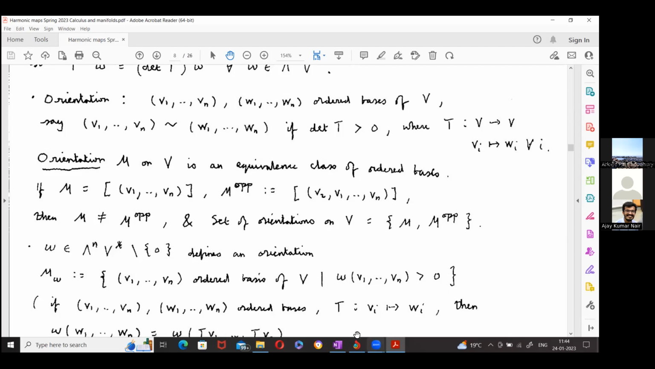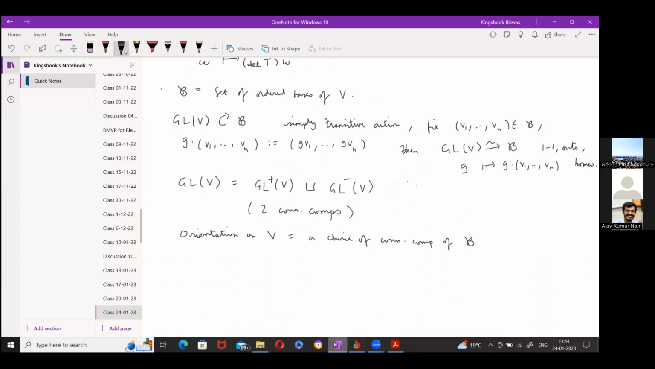So you can see this in two dimensions easily. So in two dimensions, what happens? If I have two ordered bases, say V1, V2 and W1, W2, say in R2, then I can deform the first ordered basis into the second ordered basis, right? So let me fix the standard basis, let's say, as V1, V2. Okay.